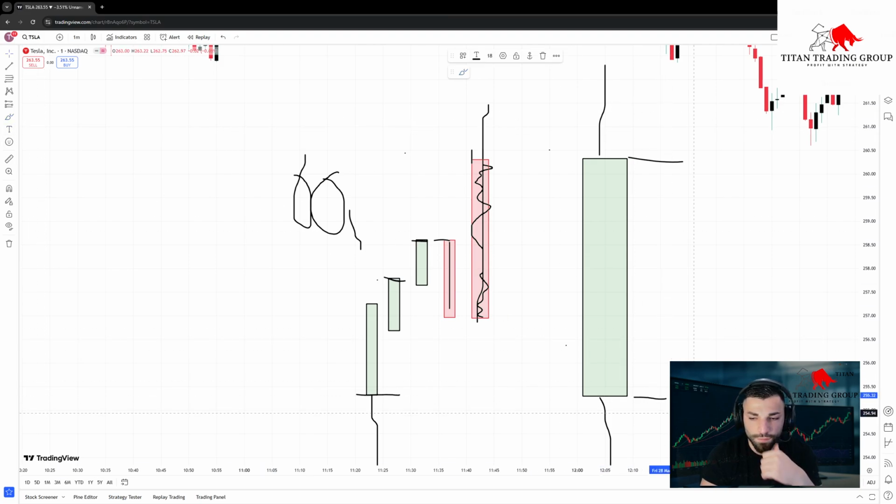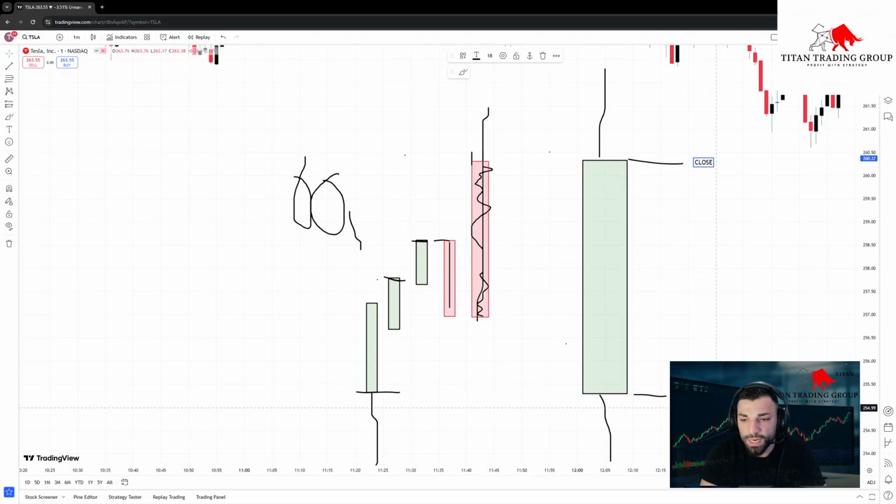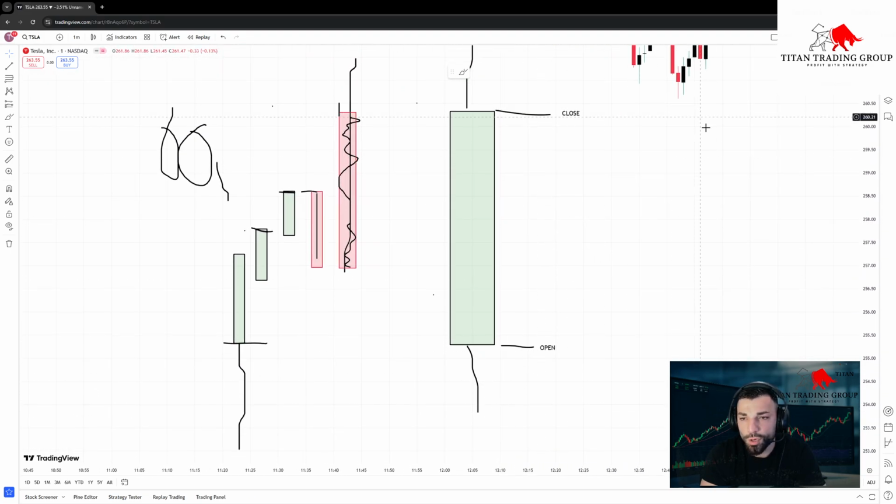So now we have the open, we have the close on a 5-minute candle. And then the next 5-minute forms, and the next 5-minute forms, and the next 5-minute forms. You put those three together. Now you have a 15-minute candle.